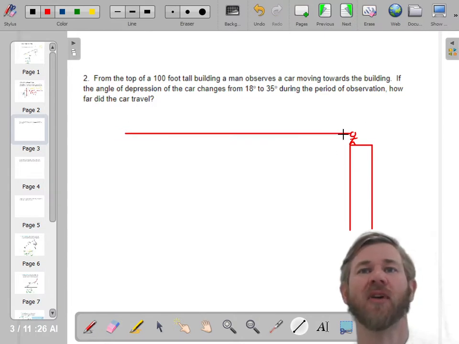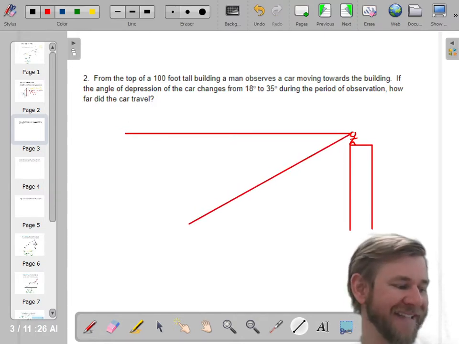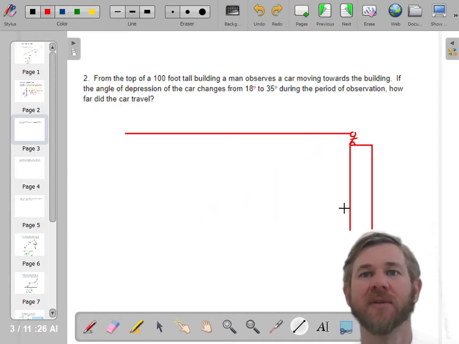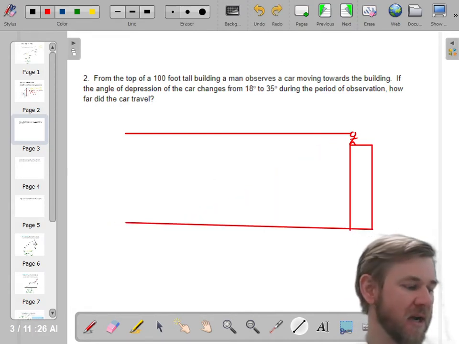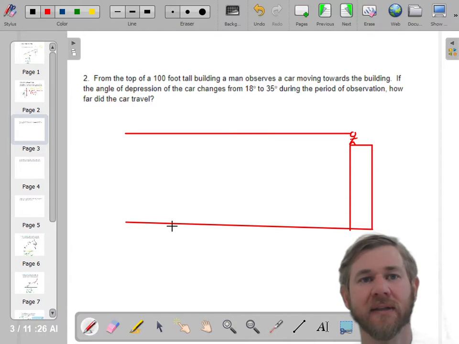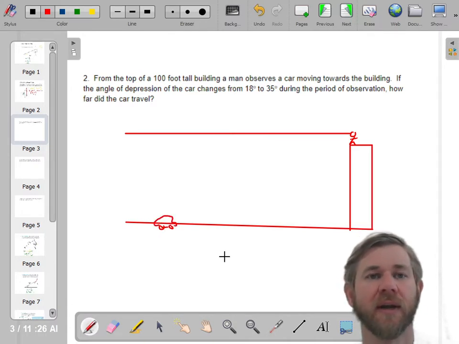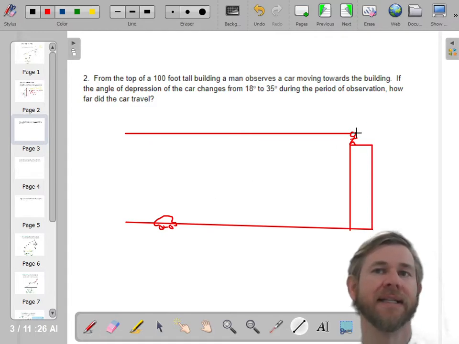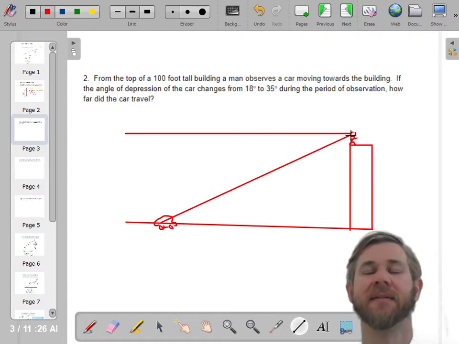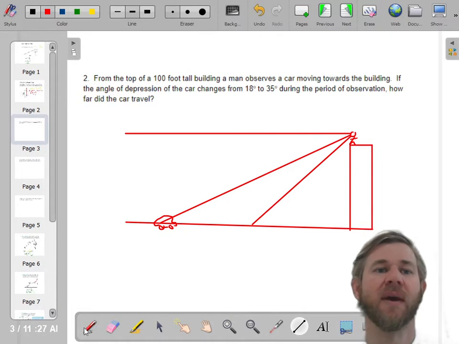And it says angle of depression changes from 18 to 35. So I think I want to maybe draw like the base of this. I'm going to have to build this out. We got a car down here. He's looking at a car. So here's my car. This is going to be lovely. Okay. He's got a car and he looks at it and then he looks at it again. And he's got two angles of depression.